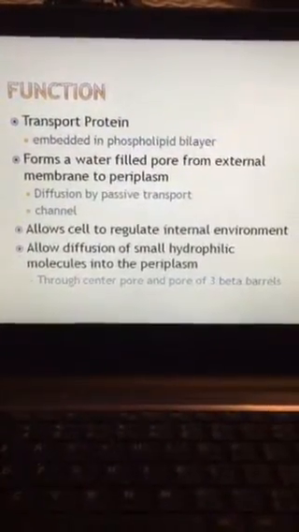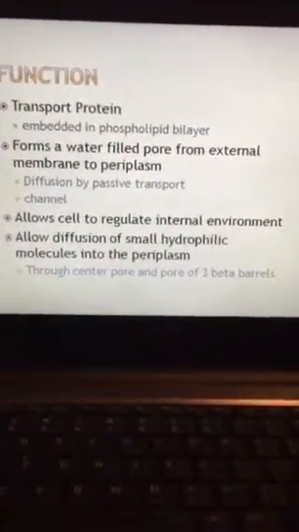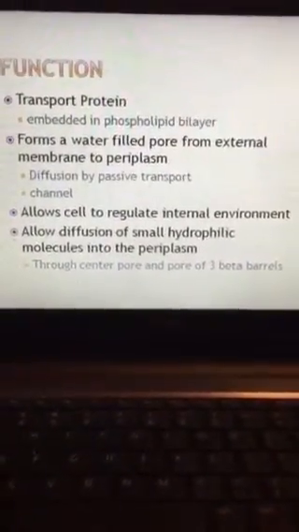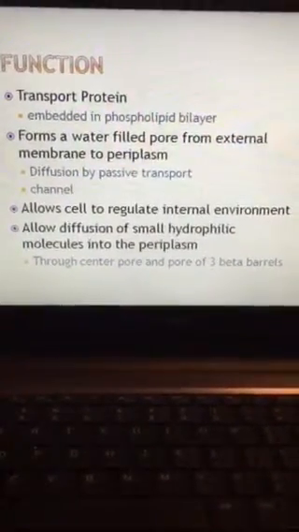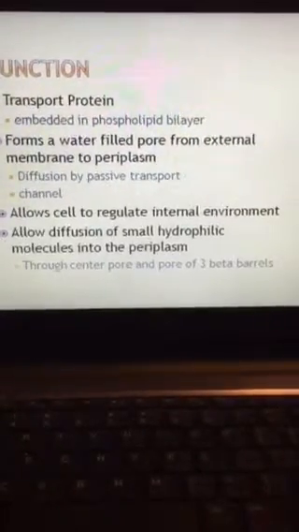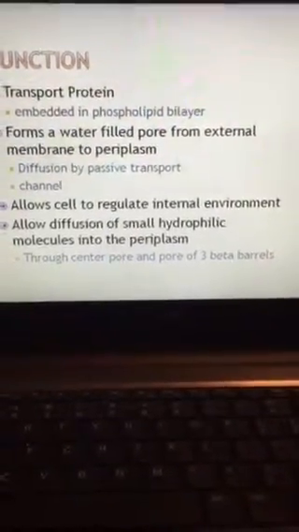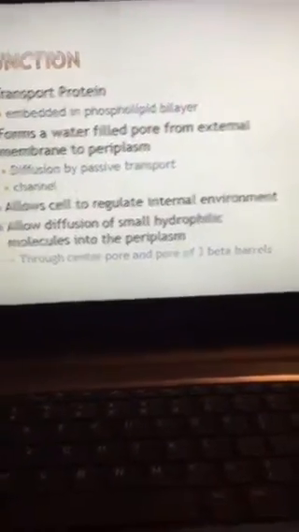And it allows cells to regulate the internal environment, because if things don't go in and out, then the cell could swell or shrivel, so you've got to make sure there's good movement. It allows diffusion of small hydrophilic molecules into the periplasm through a pore, and the pore is made of 3 beta barrels. Basically the pores are in the center of each beta barrel that makes up porin.